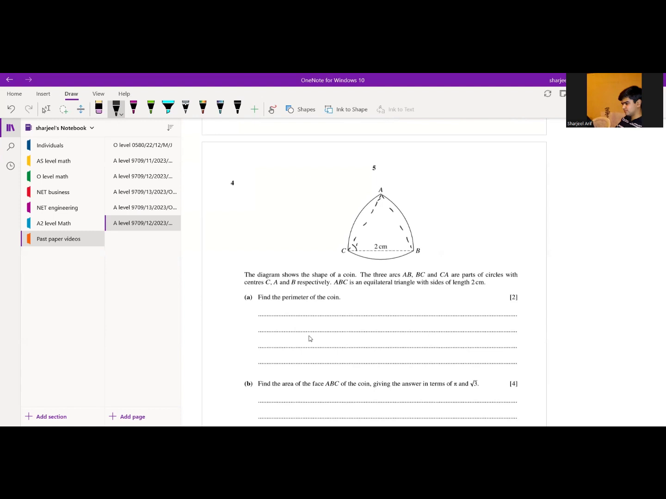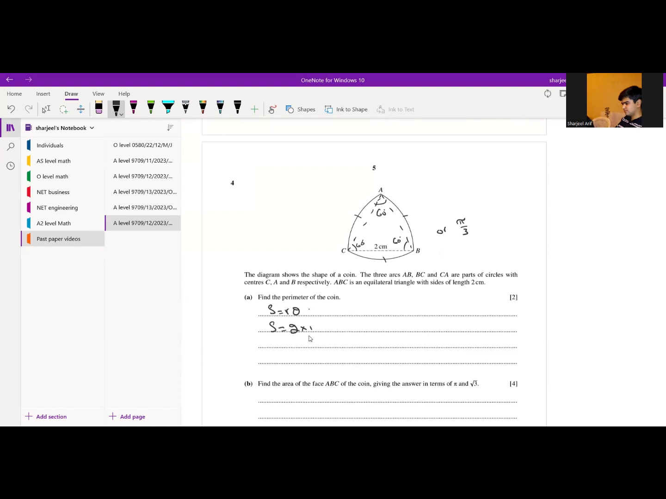This means all these angles are 60 degrees, right? And the radius is 2. So we have to find the perimeter. For that, we have to find the length of the arcs, which have angle 60 degrees, or we can say it is pi by 3. So we will use the formula s equal to r theta.